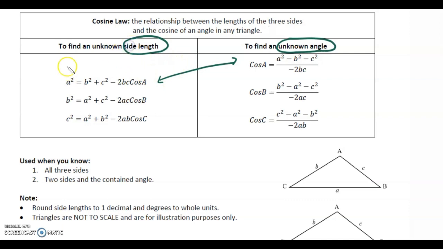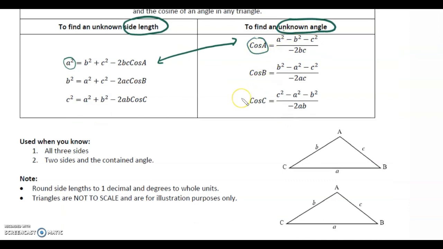When we're dealing with the side length, and that's what we want to find, we want to put that side length first. And when we're dealing with an unknown angle, we want to put the cos of that angle first. So when we take a look at the cosine law, there are two situations in which we use it.